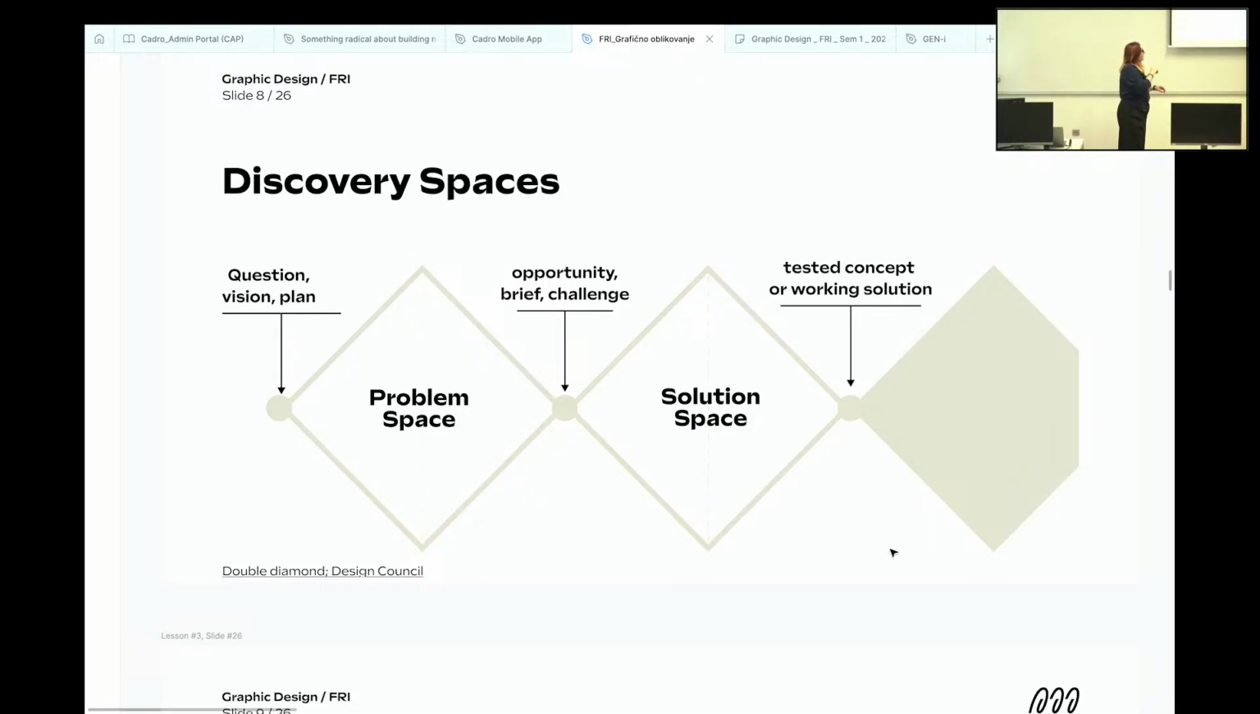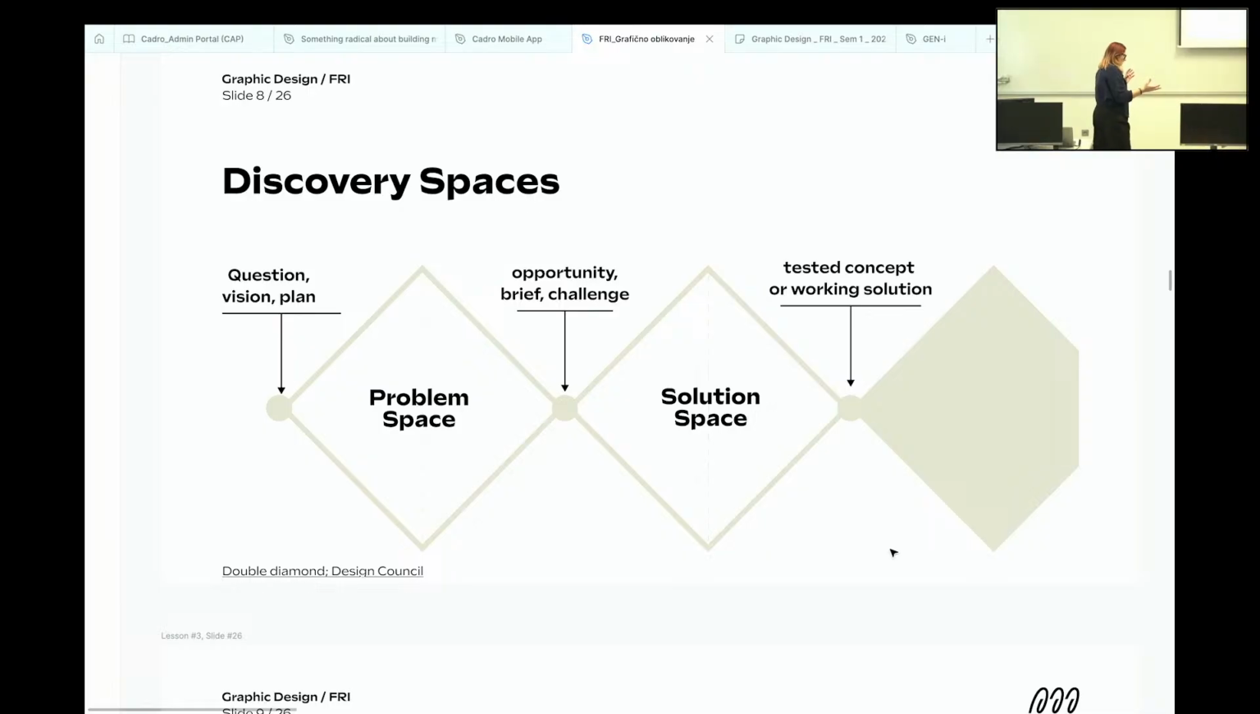And then solution space on its own is also a discovery space. So we're discovering how different solutions work. We test, we iterate, we discuss business opportunities, we discuss technological opportunities, things like that. And this is also discovery, but just on solutions.